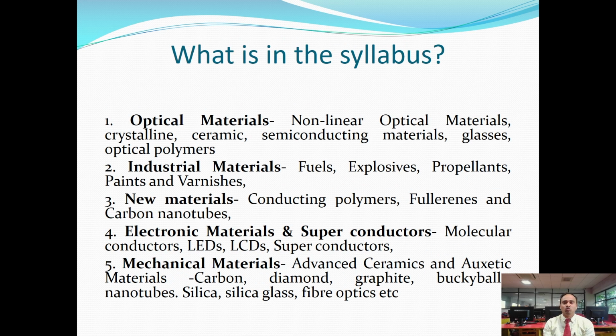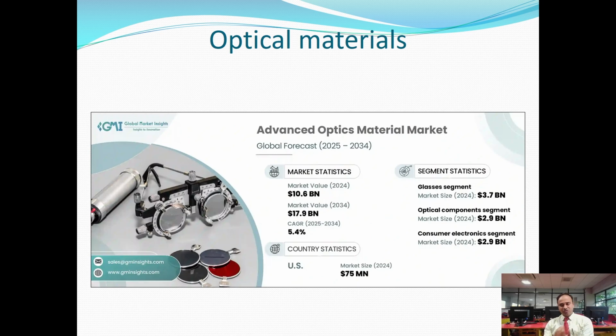And what does this course involve, what is in the syllabus? We have optical materials, industrial materials, new materials like fullerenes, carbon nanotubes, electronic materials and superconductors, mechanical materials, maybe ceramics, maybe buckyballs, nanotubes, those things, right? And we are studying this because you not only gain the knowledge, you also apply it in your industry future.